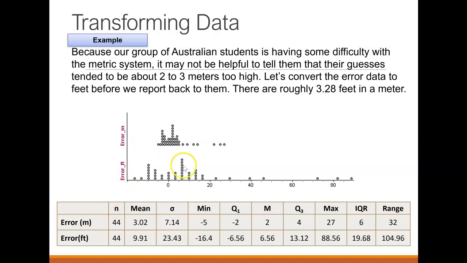And if we run the statistics, notice the distribution, or the shape, still stays the same, right? This looks like it's skewed right with the long tail to the right.